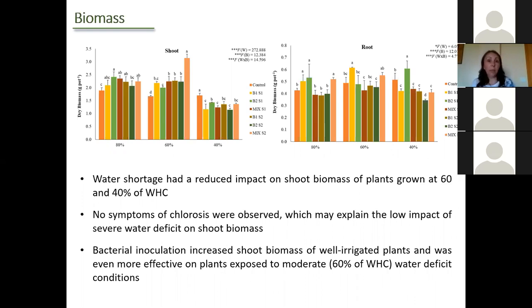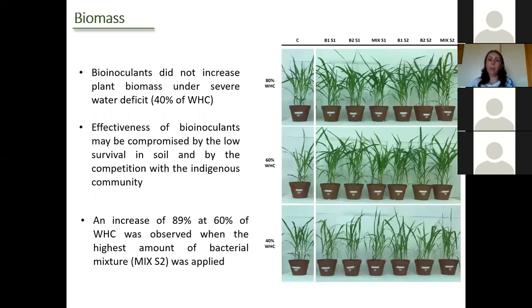However, we can say that bacterial inoculation increased shoot biomass of well-irrigated plants and was even more pronounced in moderate water deficit conditions. However, we have some drawbacks here because the bioinoculants did not increase plant biomass under severe water deficit. So we think this could be related with the low survival of these bioinoculants when they reach the soil, and also with the competition with the natural community.